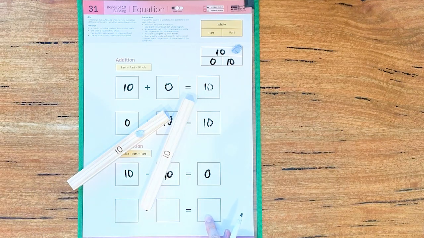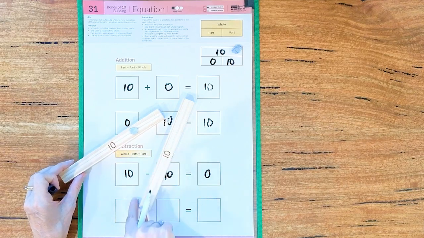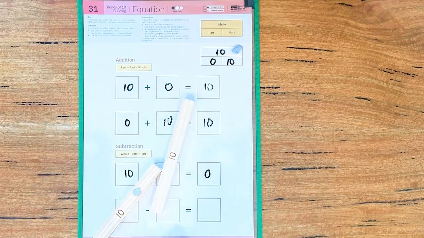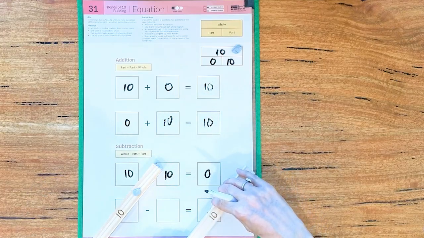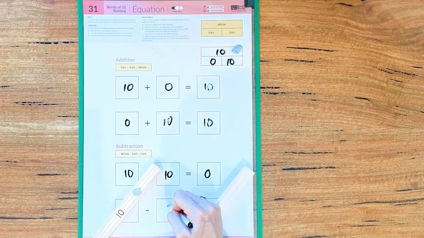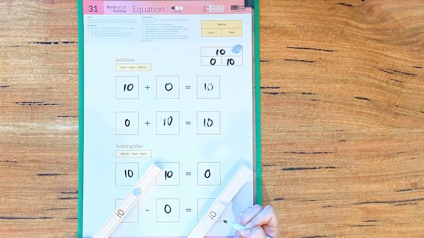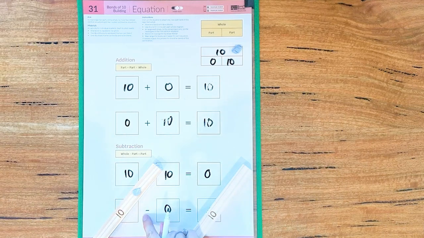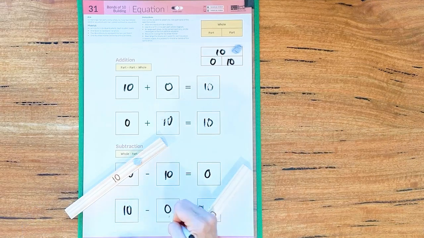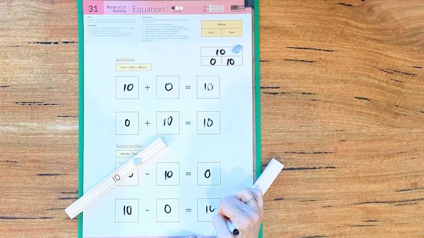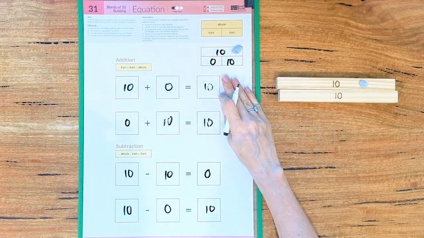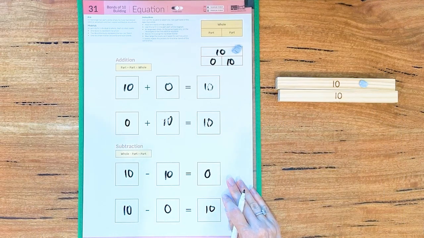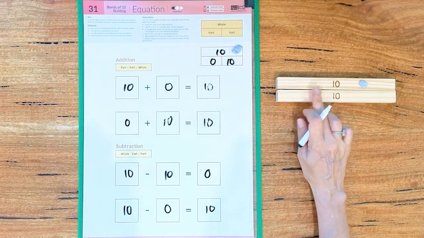When I write my last subtraction equation, I need to remember my whole stays in this position, but I can swap the position of my parts. So I can put the part of 10 there and the part of 0 there. So I still have whole subtract part equals part. 10 subtract 0 equals 10. There are the related addition and subtraction equations for the bond of 0 and 10 is 10.